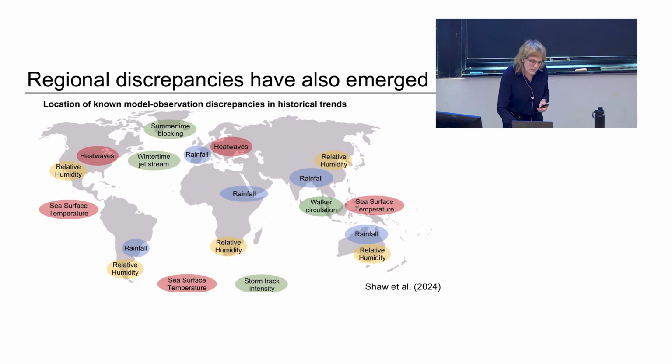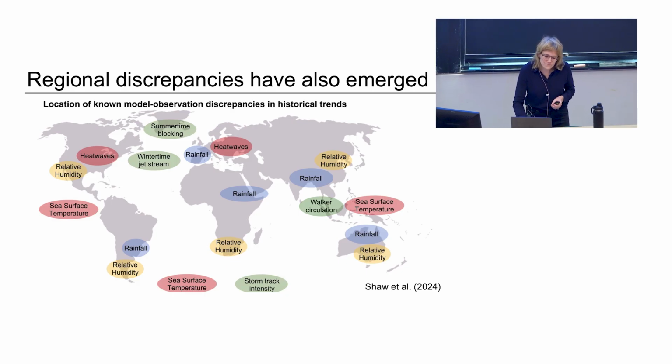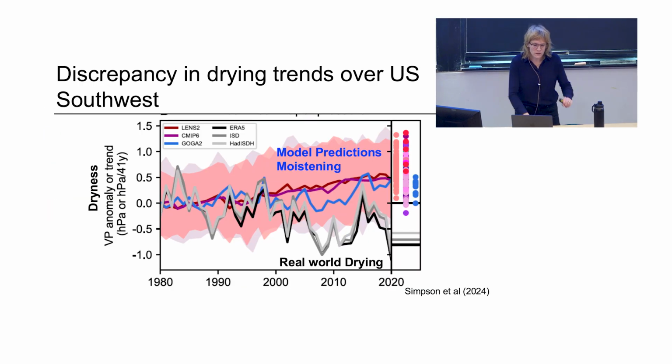One of the ones I want to highlight to illustrate for you what this looks like is this drying trend, humidity trend over the United States Southwest. So here's an example. This is the dryness or vapor pressure, in hectopascal units, from 1980 to 2020. We've taken out a baseline, so we've removed the average from 1980 to 1990. So here's the real world, different observations of that, so gray and black. Okay, very clear drying trend.